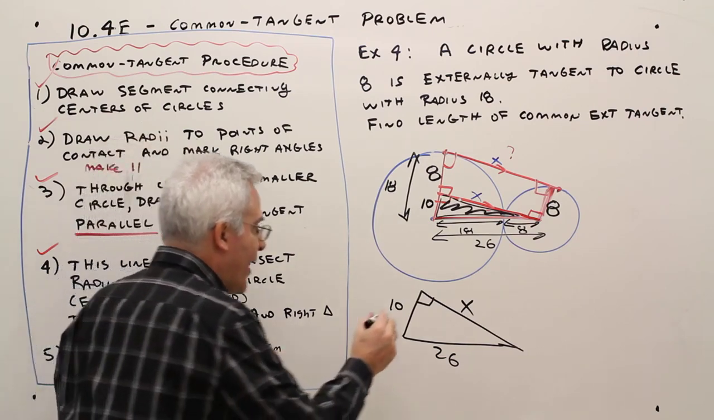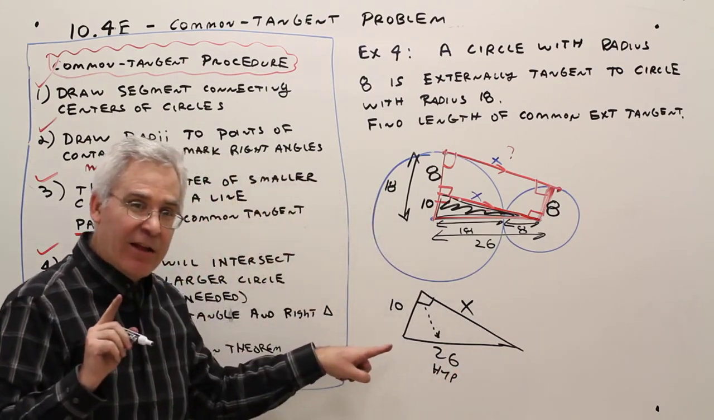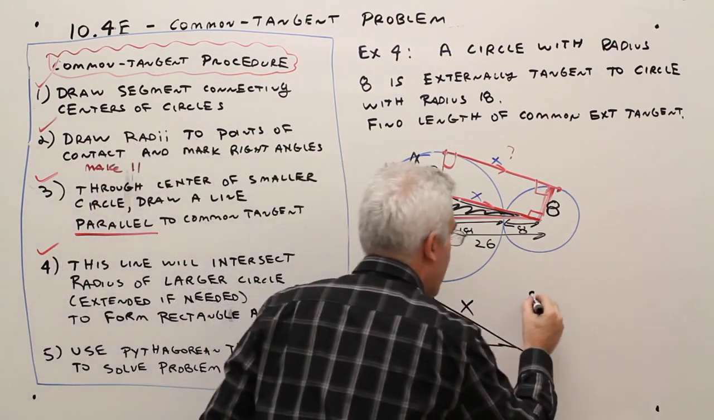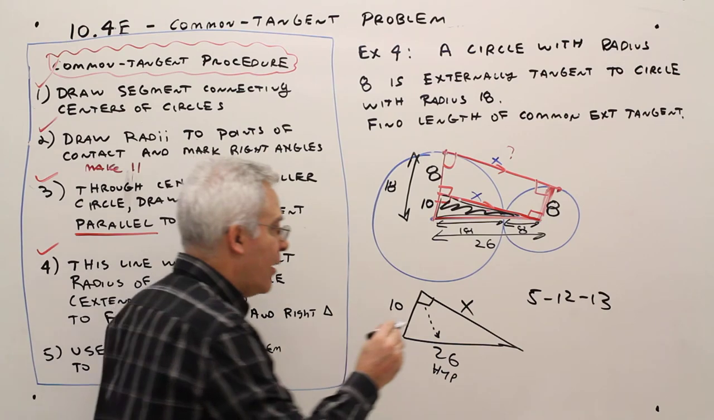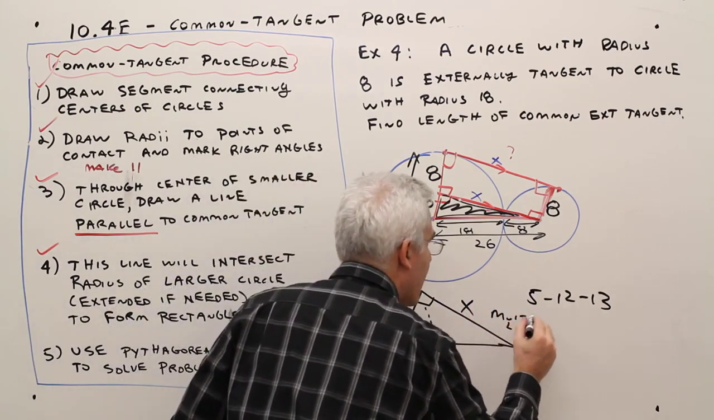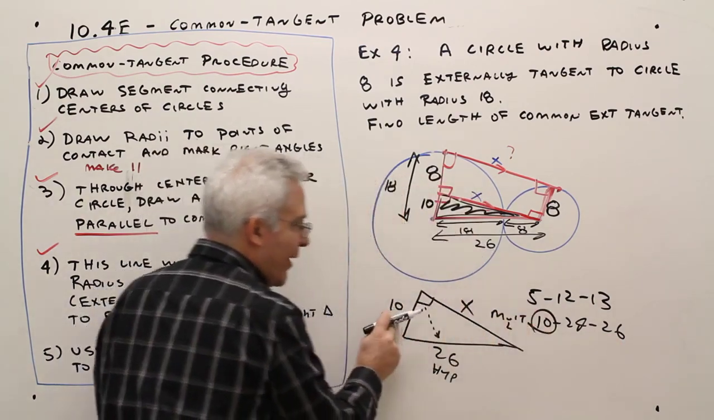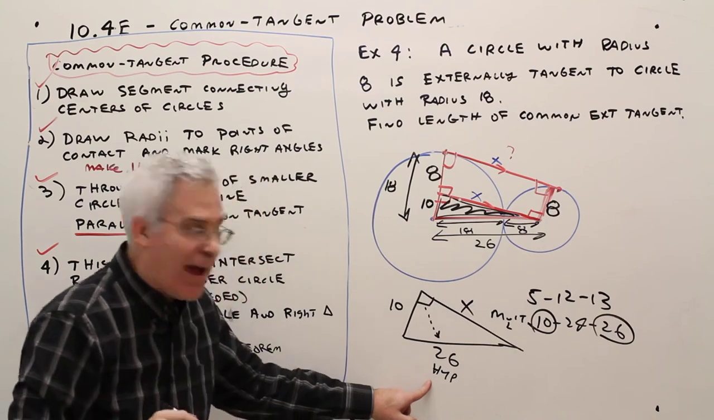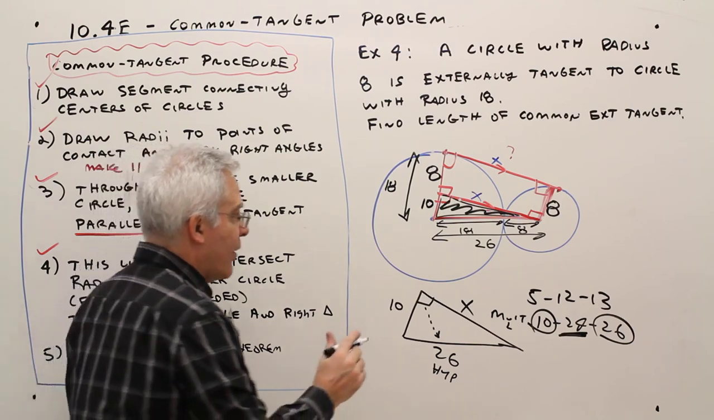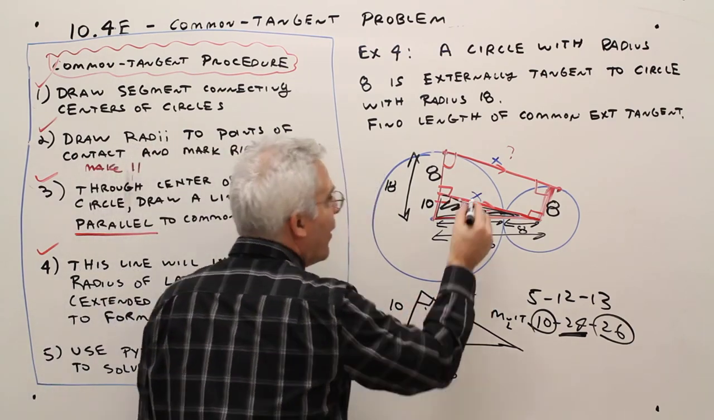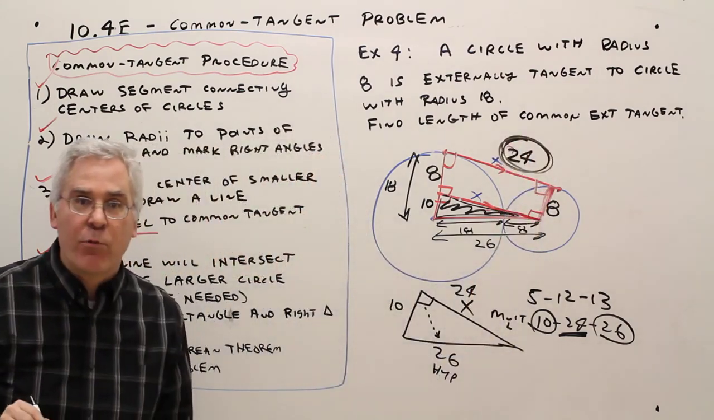Oh! Notice that this is the hypotenuse. I'm thinking of a 5, 12, 13 Pythagorean triple. Let's multiply it by 2: 10, 24, 26. I've got a 10 as a leg. I've got a 26 as a hypotenuse. So the other leg being 24 makes perfect sense. So x is 24, which means that the common external tangent is 24.